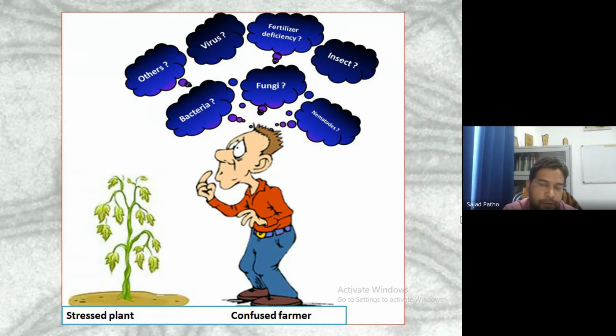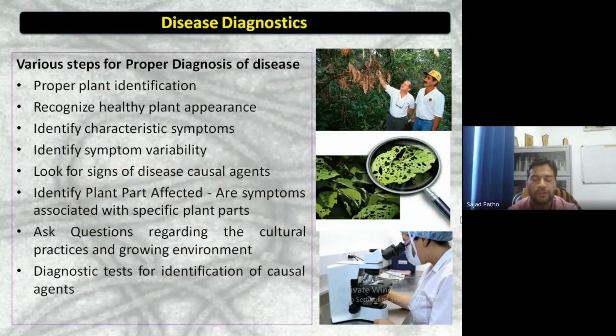So we will be confused about what kind of pathogen or what kind of stress this is. To avoid that, we have a very important aspect called disease diagnosis and detection. Diagnostics is a very important step as far as the management of the disease is concerned. Unless we are able to find the cause of any stress, whether it is biotic, abiotic, a nutritional deficiency or anything, we will not be able to manage that stress.